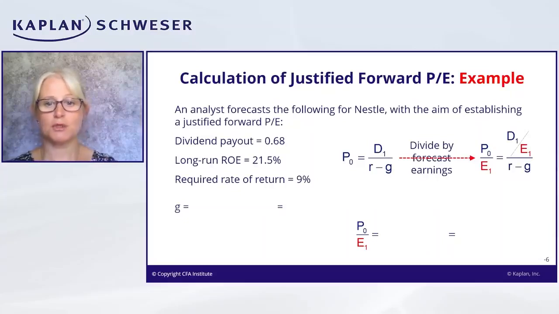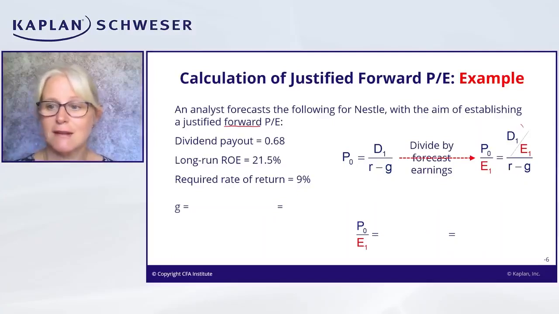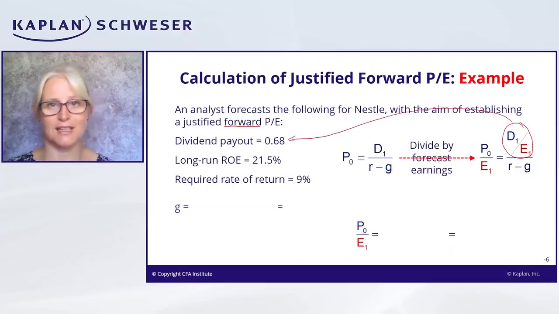And that's really important actually, when you're looking at PE ratios, to check what type of PE ratio it is. That is a forward PE ratio, which means that we can just divide the dividend by earnings, which is handy because that is a dividend payout ratio.